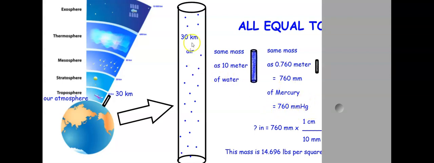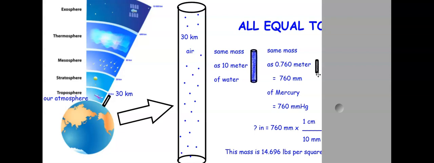So what am I saying? This 30-kilometer tube of air has the same mass as a 10-meter tall tube of water, which has the same mass as 760 millimeters of mercury. Folks, that's less than a meter. This is much more handy, if you will. You can actually hold it if you need to.